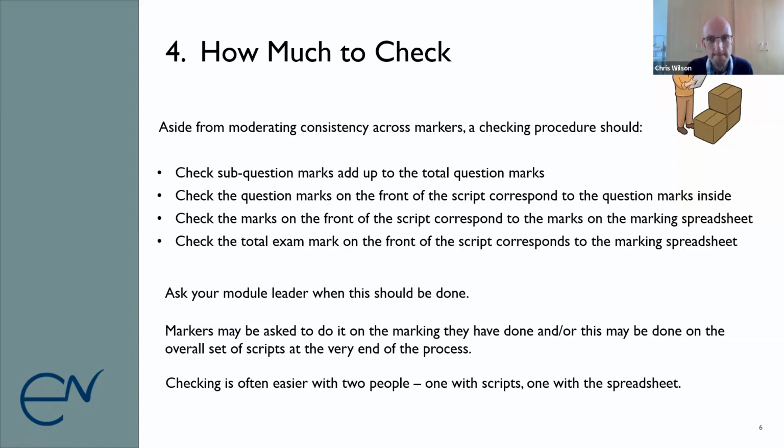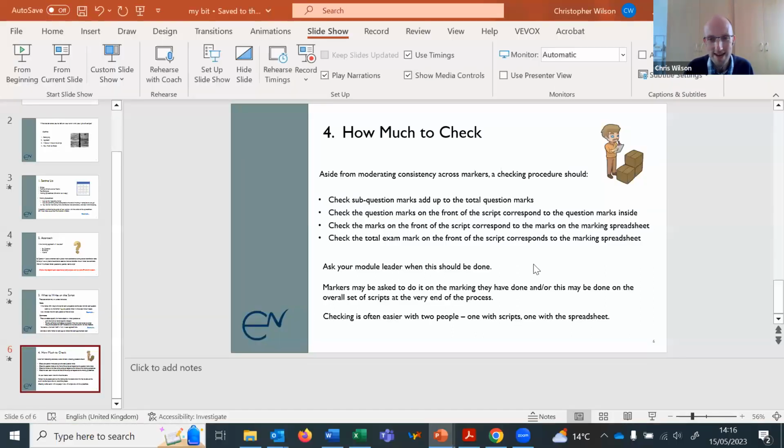Who should be checking? And then finally, during this process, I think it's much easier with 2 people, actually, if you can. So maybe you could team up with another one of the markers. If one person has the scripts and they're reading out, right, question 2, 17, question 3, 14, and somebody else is on the spreadsheet saying, yeah, that's right, then that's a really effective, efficient way of doing it. And it does build in that further channel for checking and consistency.